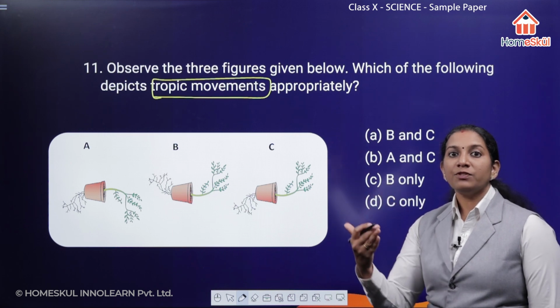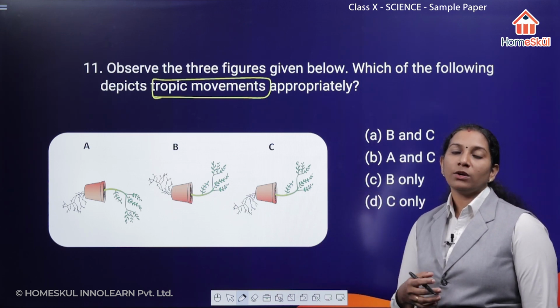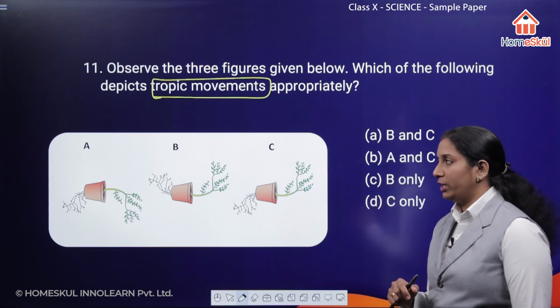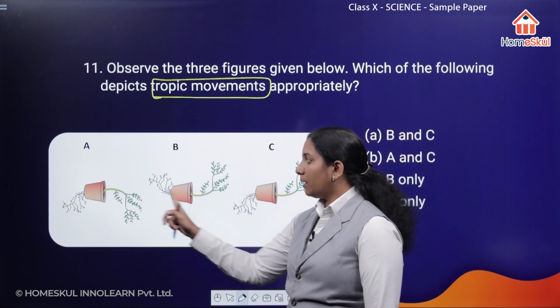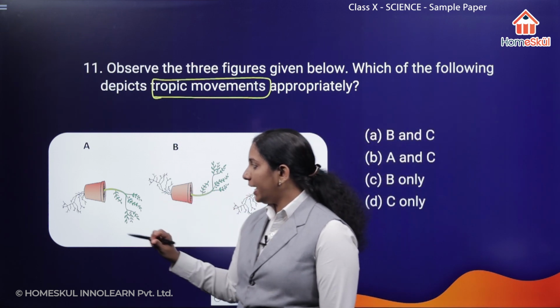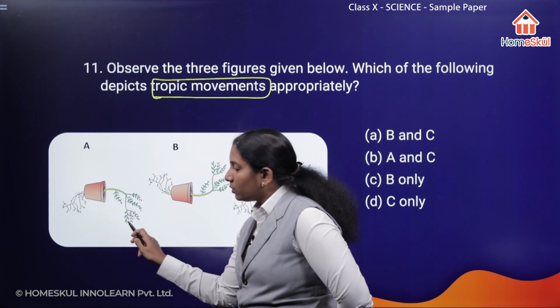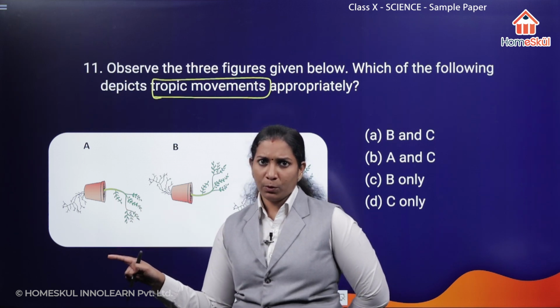Based on the different types of stimulus, the plants will show some movements. They are called what? Tropic movements, according to the direction of that stimulus. So in these figures A, B and C, you can see a potted plant, and in figure A, you can see the roots are growing downwards and the stem and leaves are also growing downwards. So this is not a kind of tropic movement, I think.